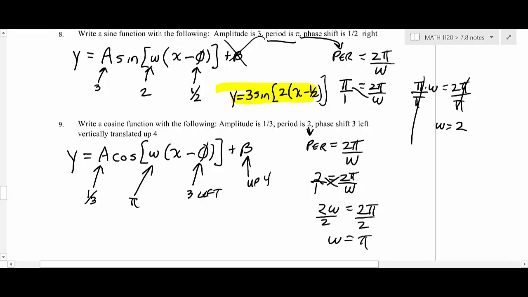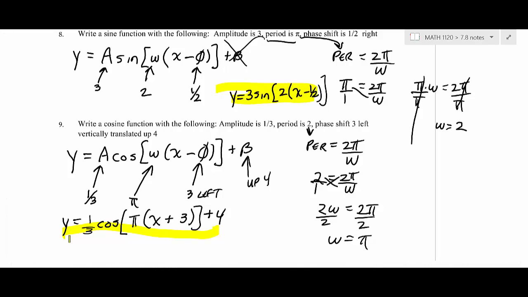Okay, so that looks solid. Okay, so what you'd have for your answer is you'd have y equals 1/3 cosine, and have pi there. Now, if it's left, how do you got to put that? Got to have a plus sign, right? So be sure you pay attention to that. So you have to say plus 3, and then if it's up 4, plus 4, like that. So you got to pay attention to your signs, and then that would be the solution to the problem, like that. Okay. All right, does that look good?